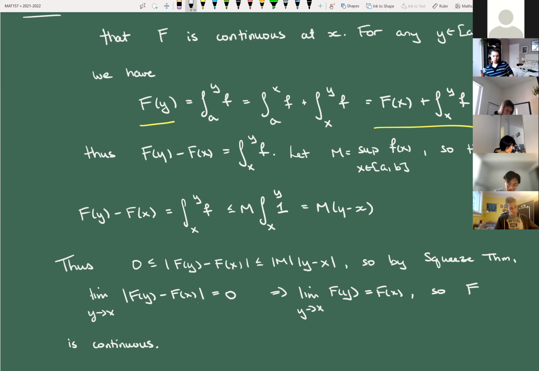Okay, so that's the first part of FTC1. We still need to prove it's an antiderivative. Are there any questions about that? Everyone's good?